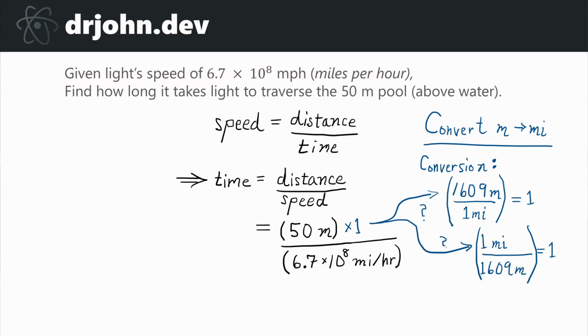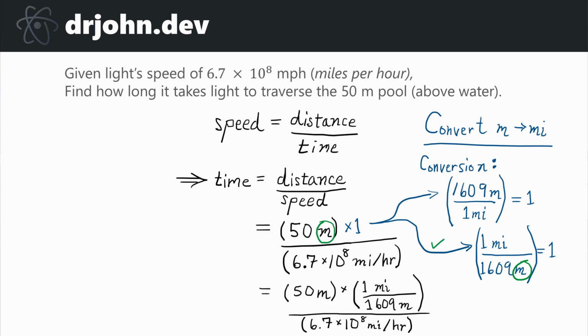But which ratio should we choose? Remember, we want to convert the meters to miles. So we want to choose the ratio that will cancel the meter unit and replace it with a miles unit. The second ratio of 1 mile over 1,609 meters effectively does this, so we can multiply our original expression by this one.